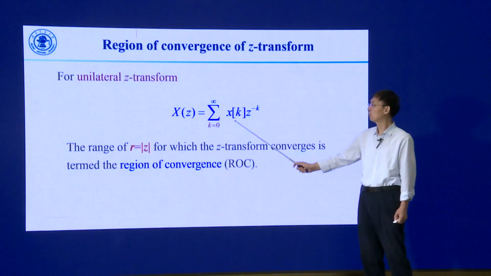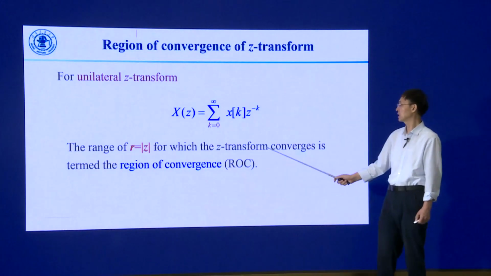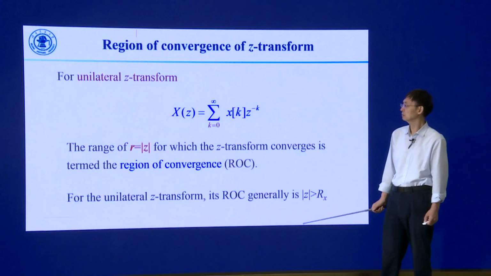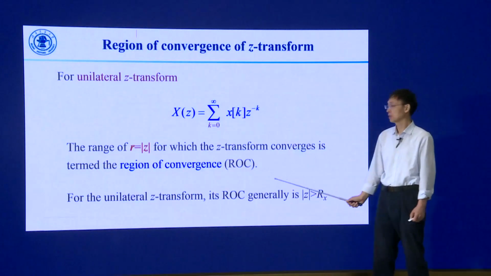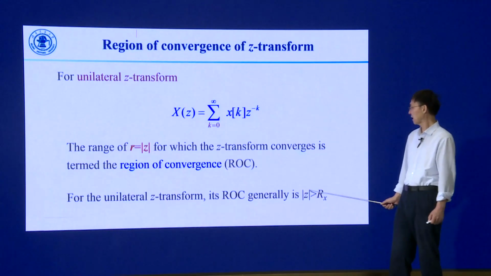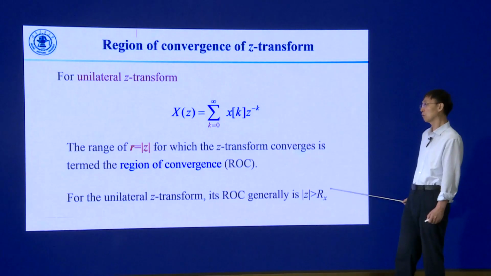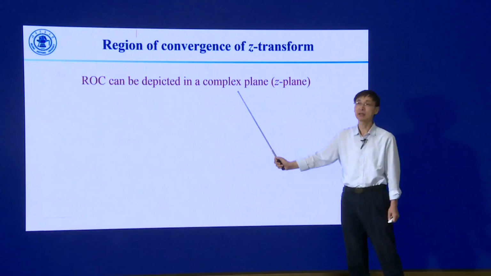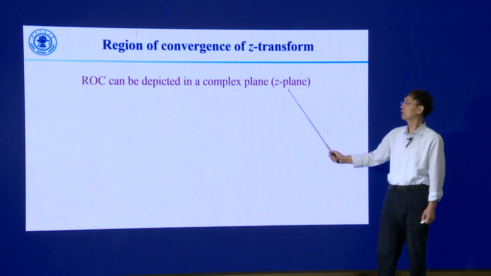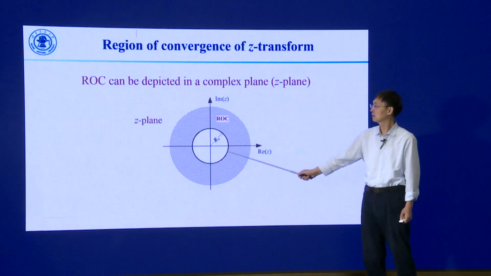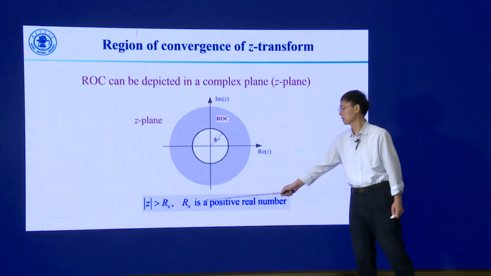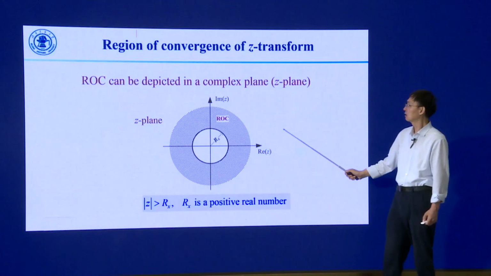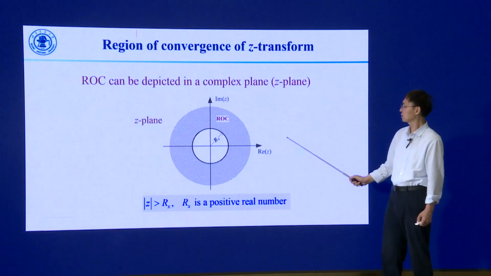For the unilateral Z transform, the region of r for which the Z transform converges is termed the region of convergence. Its ROC generally is the magnitude of z greater than a real positive number. The ROC can be depicted in a complex plane. We call it the Z-plane. Here, Rx is a positive real number. The region is outside the circle with a radius of Rx.